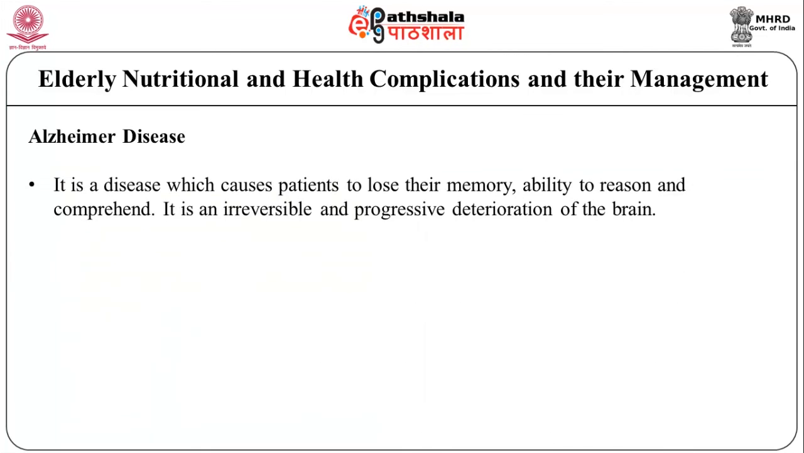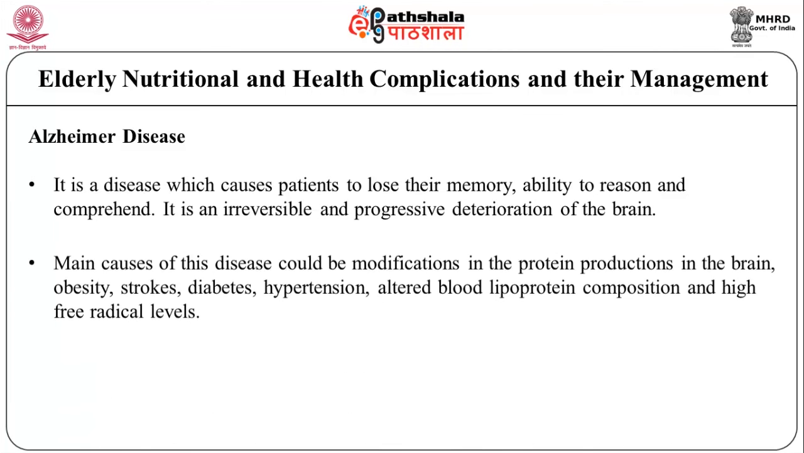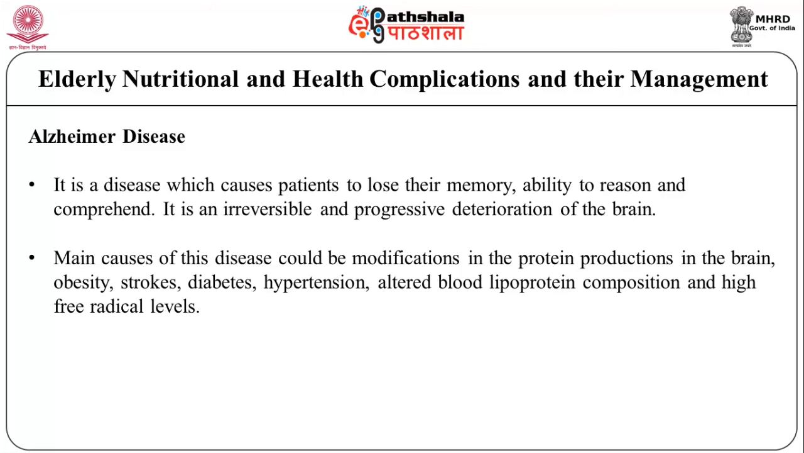Alzheimer's disease is a disease which causes patients to lose their memory and their ability to reason and comprehend. It is an irreversible and progressive deterioration of the brain. It is harmful to the mental and the physical health of older adults. The main causes of this disease could be modifications in the protein production in the brain, obesity, stroke, diabetes, hypertension, altered blood lipoprotein composition, and high free radical levels.